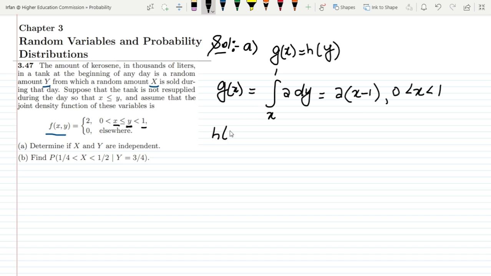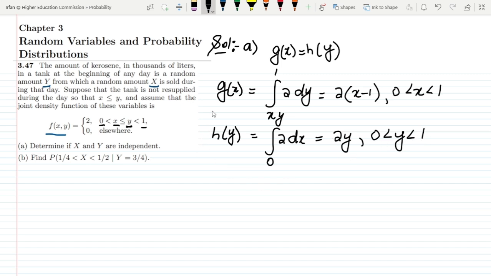For h of y, I have to perform a similar operation for the same f of x y, which is 2, but here I have to integrate it with respect to x. Therefore I will put the limits of x from 0 to y. Okay, and ultimately I will get 2y for y greater than 0 and less than 1.